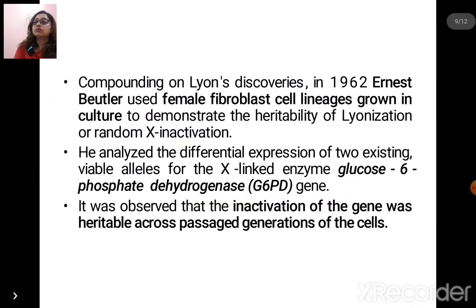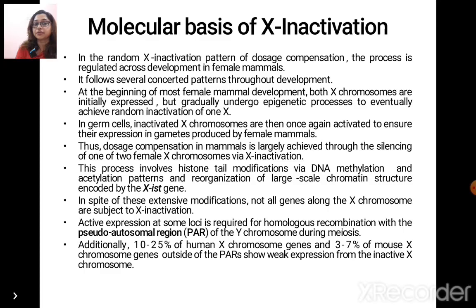Compounding on Lyon's discoveries in 1962, Ernest Beutler, in his study on female fibroblast cell lineages grown in culture, had demonstrated the heritability of lyonization, or random X inactivation. He analyzed the differential expression of two existing viable alleles for the X-linked enzyme G6PD gene. It was observed that the inactivation of the gene was heritable across passage generations of the cell. This is just for your information.